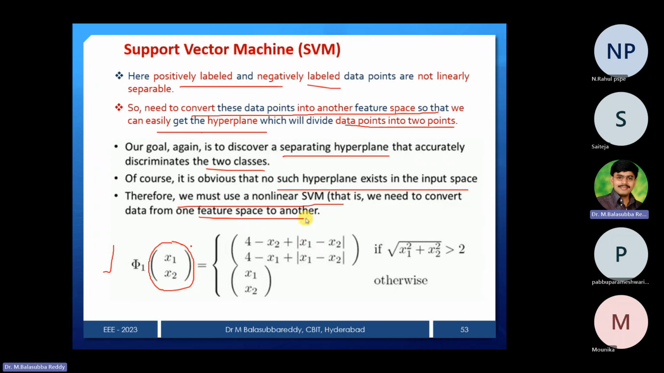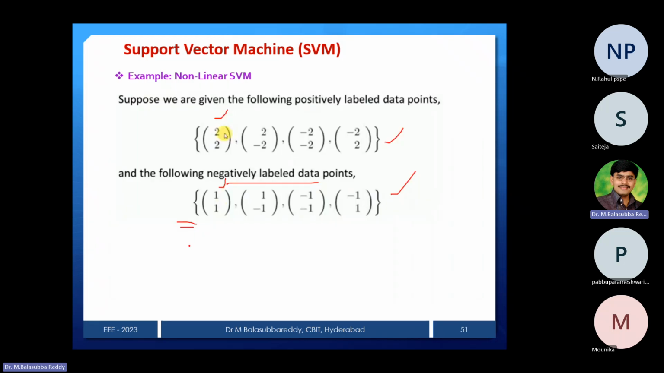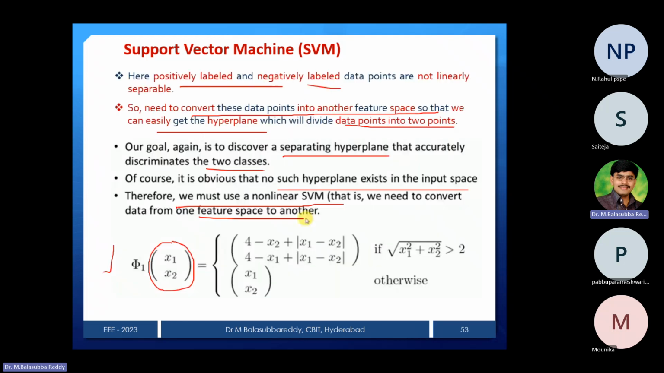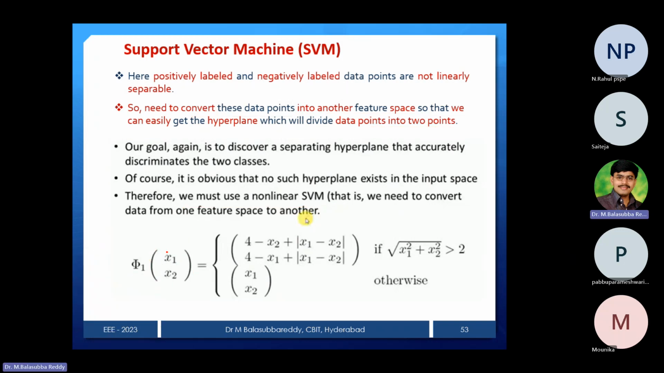So what is this non-linear SVM model? Suppose you can see the first data point, 2, 2, is there. What I have to do is convert this 2, 2 point using this formula, phi of 2 comma 2. So what is the value you are getting? That value you have to put into the plane. Now we can see there are two formulas we have. This is one formula, there is another formula.